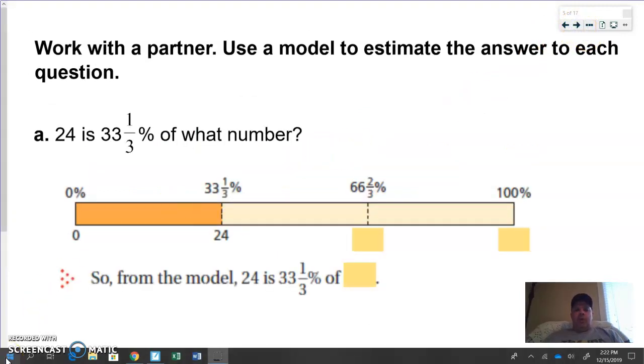Please see if you can do 24 is 33 and 1/3% of what number? 33 and 1/3 is double, and it equals 66 and 2/3. So when we double this, it is 48. When we triple this to get to 100, we triple that, this would be 72. So 24 is 33 and 1/3% of 72.